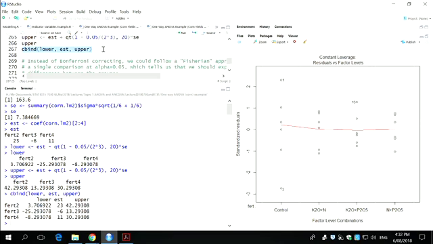And notice that the lower and the upper basically bracket 0 for these 2, indicating they don't differ from the control group. But this one is entirely, even Bonferroni corrected, it's entirely above the control group. So the conclusion there is that fertilizer treatment gives a better yield, even Bonferroni corrected, than the control group. Okay.